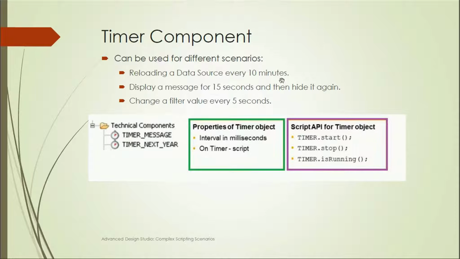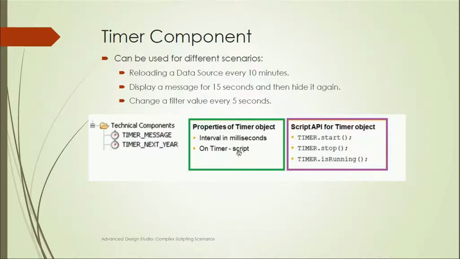For example, reloading a data source every 10 minutes: suppose we want to reload the data source every 10 minutes if the data is getting refreshed at the backend from some other sources. Other uses are displaying a message for 50 seconds and then hiding it again, or changing a filter value after every 50 seconds. These are the technical components which we can use: timer message, timer next.